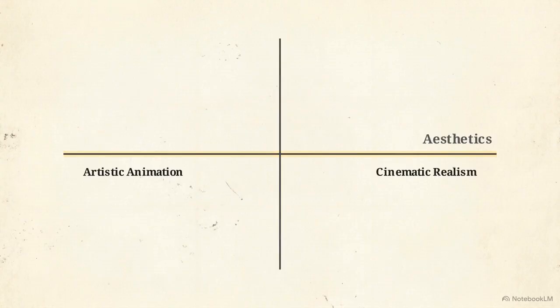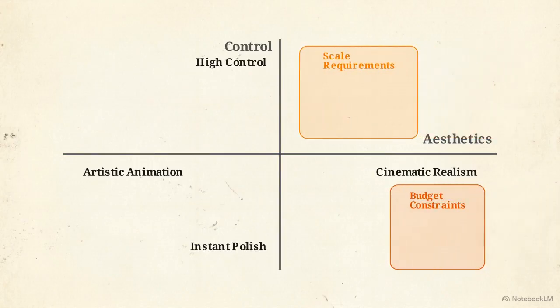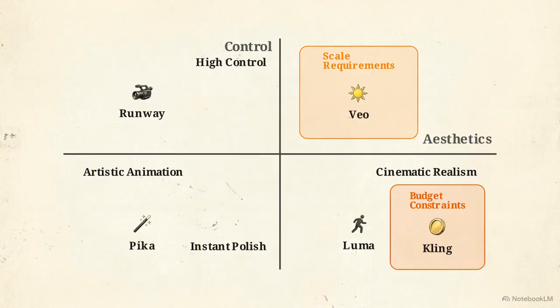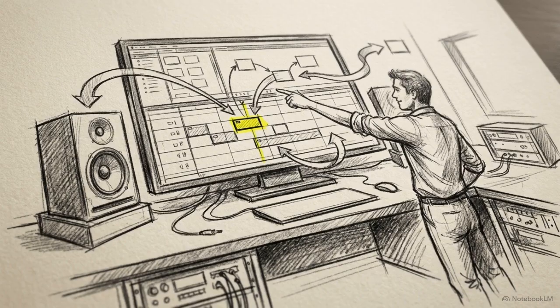The horizontal axis measures aesthetics, artistic animation to cinematic realism. The vertical axis measures control, instant polish to granular control. Overlaying budget and volume constraints, we plot the major tools to reveal their exact specialties. Success in modern AI video means identifying your specific production bottleneck and picking the tool built to solve it.